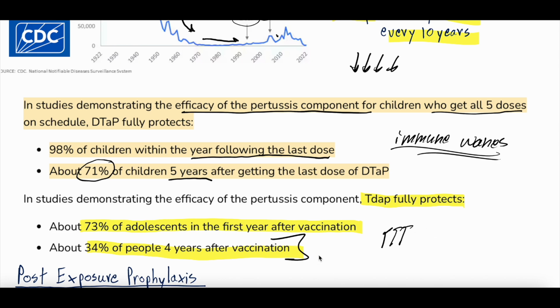Because 4 years after you got your last Tdap, you only have about 33%, only have about a third efficacy or protection. So as you age, it wanes more and more, which is why they recommend boosters of this to then give you more protection, because you get a lot more protection the first year after vaccination than you do down the road. All right, what other ways can you prevent pertussis?